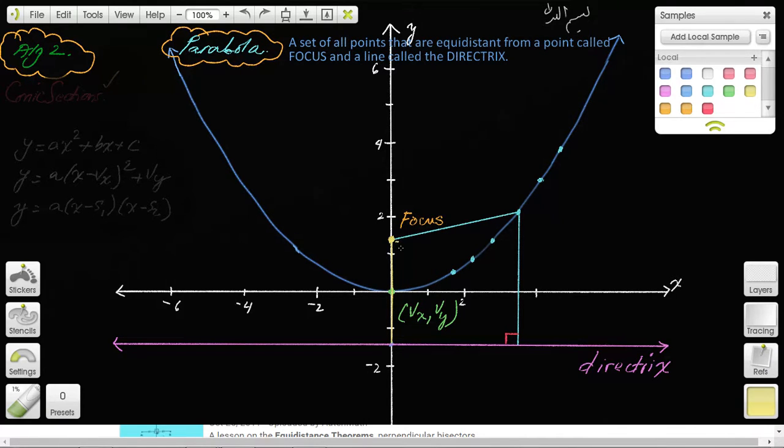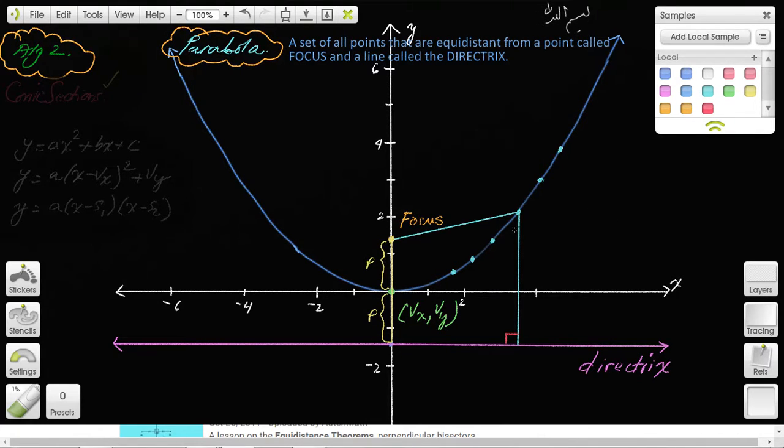Different textbooks call them differently. Our textbook calls this distance P, and on this side, this distance is also P, and from the vertex to the directrix, that's also going to be P. So the distance from the vertex to the focus and from the vertex to the directrix is the same, and that is P. If we knew this P, and if we knew the vertex, then we could find the ordered pair that corresponds to the focus, and we can therefore easily find the equation of the directrix.